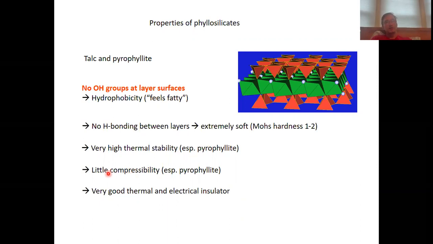These layers also are very little compressible, especially in pyrophyllite, and they're also very good thermal and electrical insulators, and in fact they are often used as such when these materials are being used as functional materials.